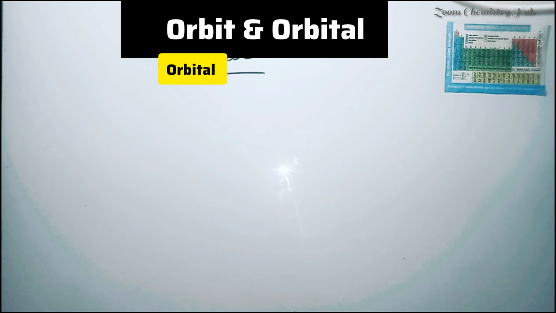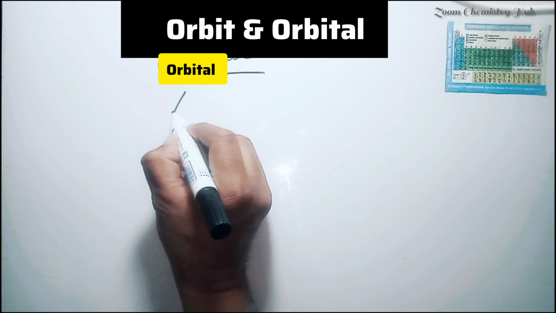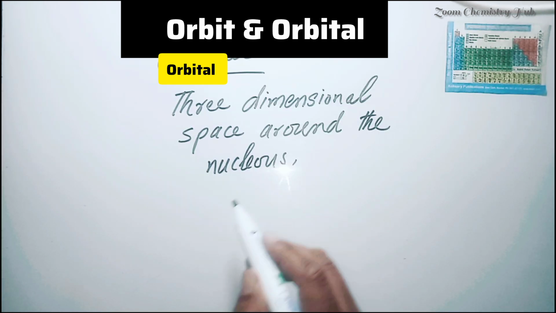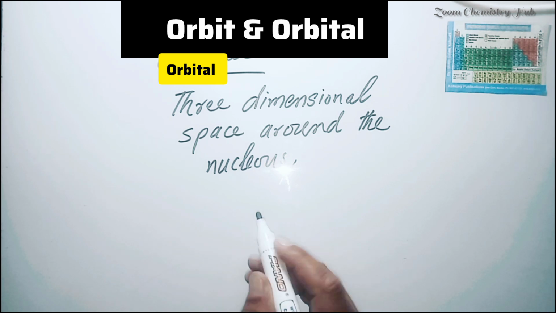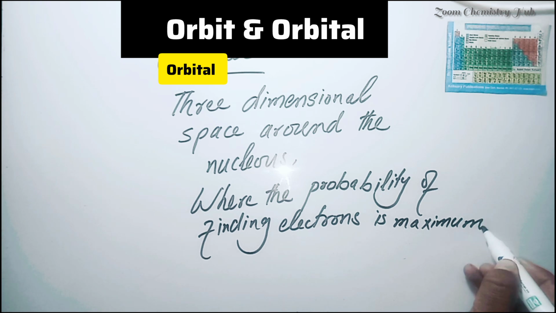So what is orbital? Orbitals are the three-dimensional space around the nucleus where the probability of finding the electron is maximum. So these are the three-dimensional spaces around the nucleus where the probability of finding the electron is maximum.